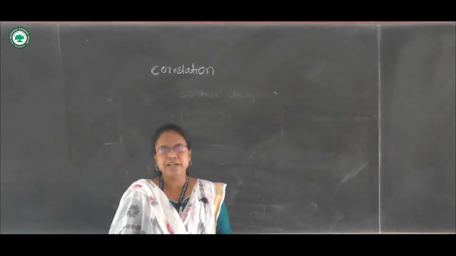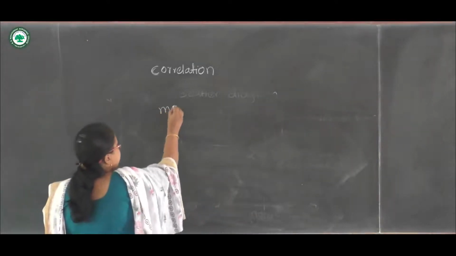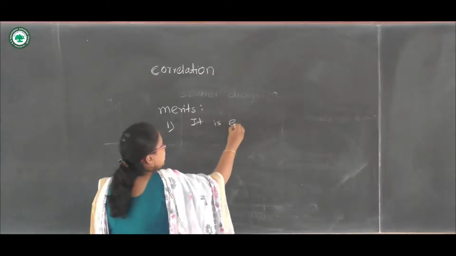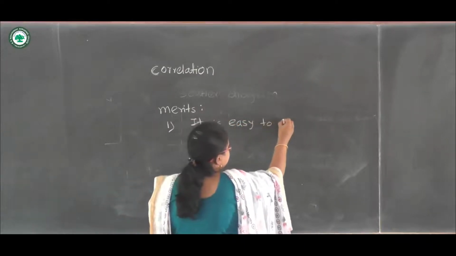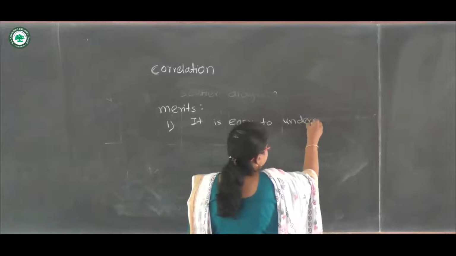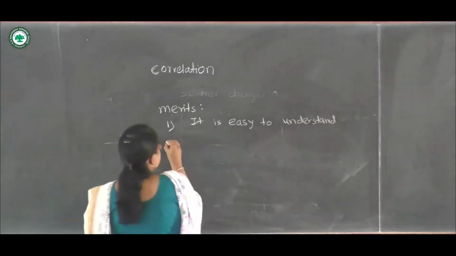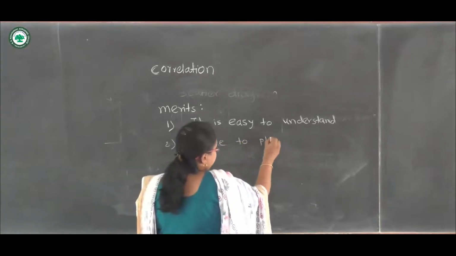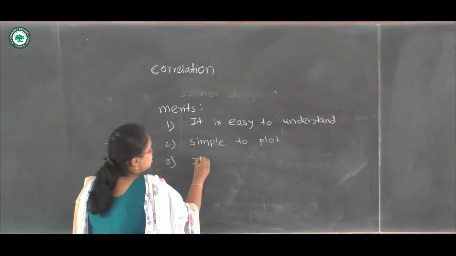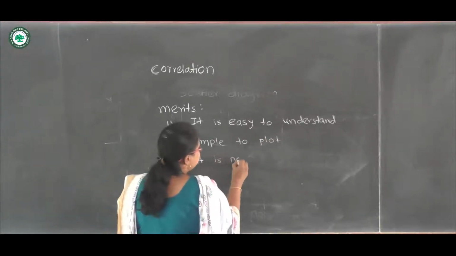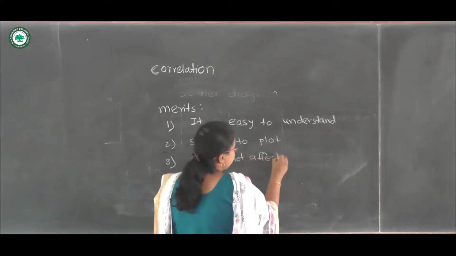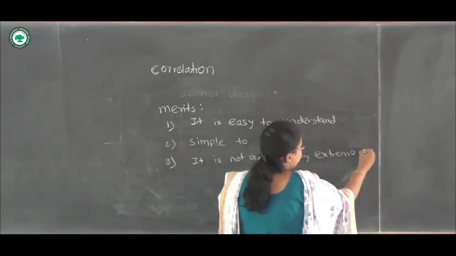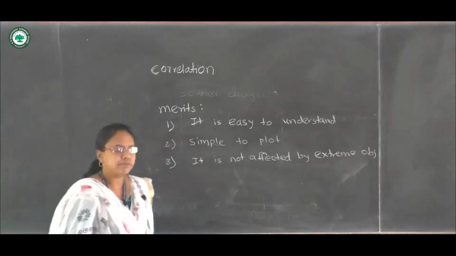Now let us see the merits and demerits of the scatter diagram. First is, it is easy to understand. It is simple to plot on a graph paper, and it is not affected by extreme values or extreme observations. So these are the merits of the scatter diagram.